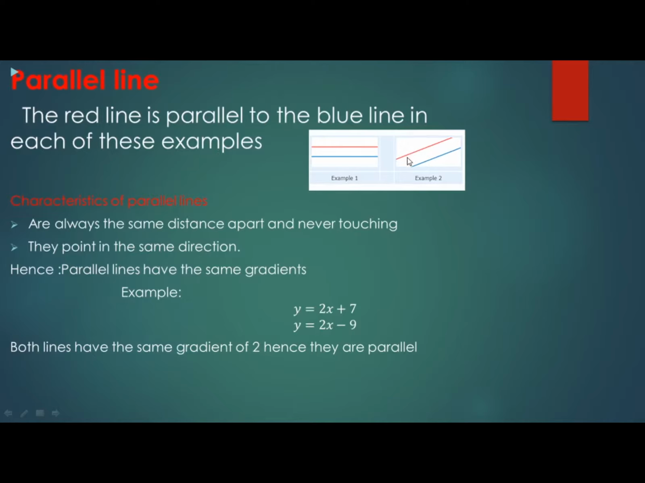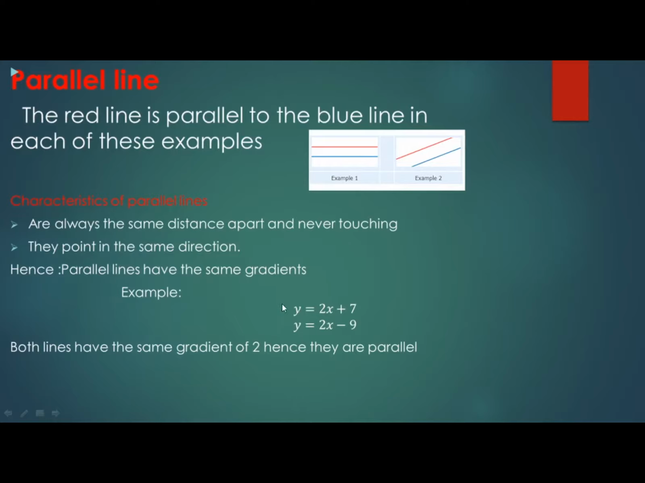These lines, the distance from here to here is the same, and they will never meet. And they also point in the same direction. That's another characteristic. They are pointing towards this direction, which means they are parallel. Because they have the same distance in between and point in the same direction, that means they have the same gradient.